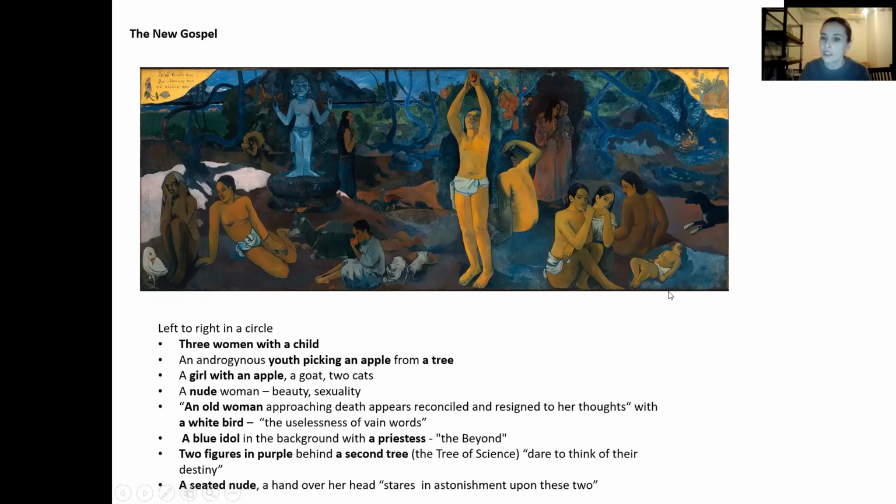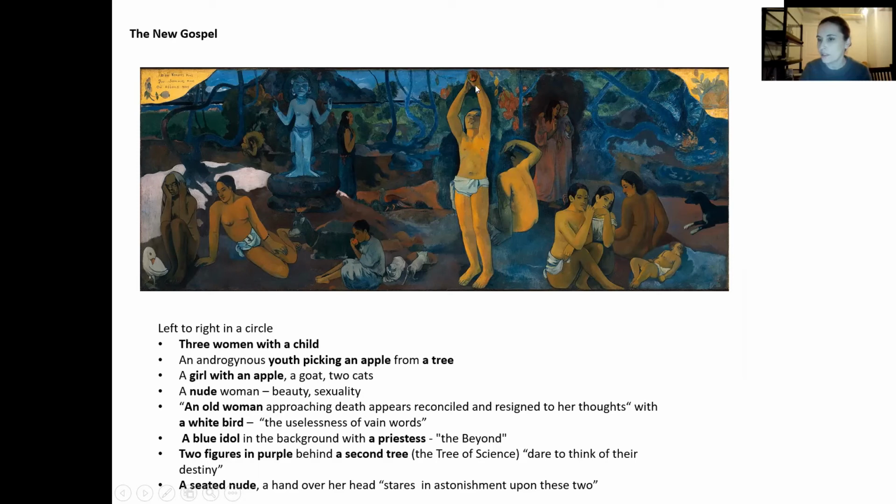So you have to start here with this new nativity, right? There is a baby over here and 3 women with the child. This is how life begins, right? Motherhood and children. You then proceed to this youth in the center of the painting, and it's a fairly androgynous youth, and he is picking up, or she is picking up, an apple from the tree.